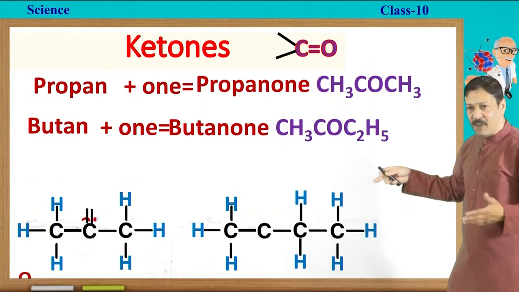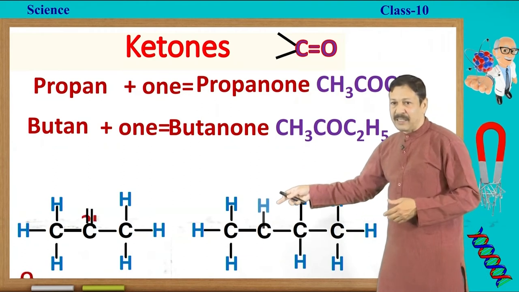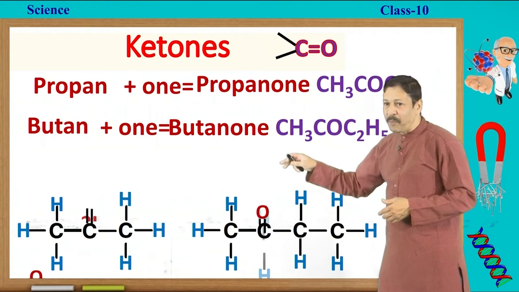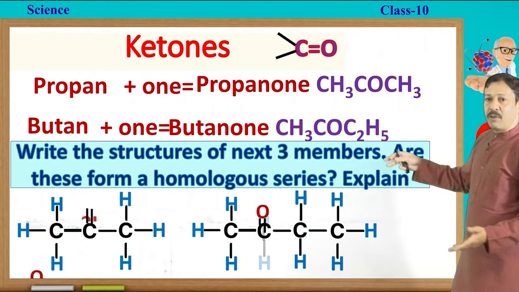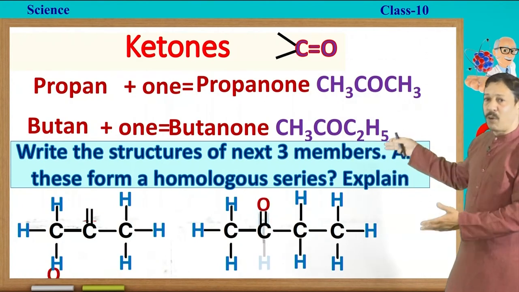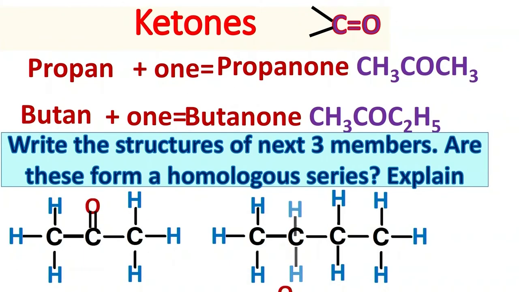How many carbons? 4. Now, in the second carbon, you are writing a double bond O by removing two hydrogens of butane. Now, try to write the structures of the next three members of ketones. Are these also forming a homologous series? Explain. Observe the structures carefully.